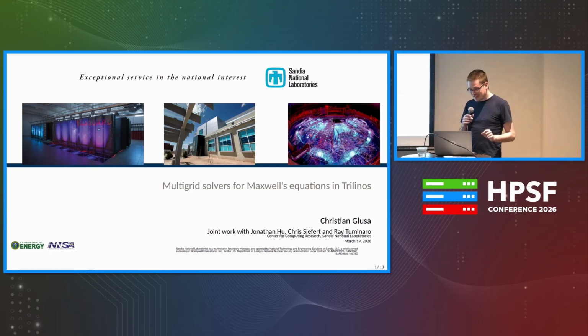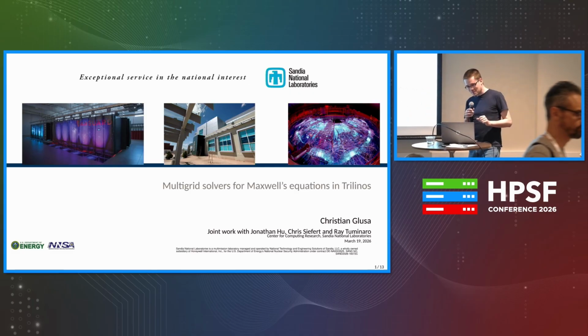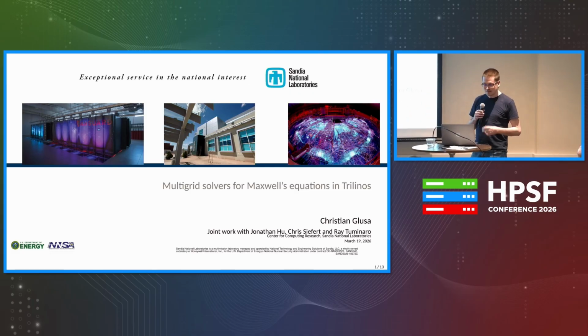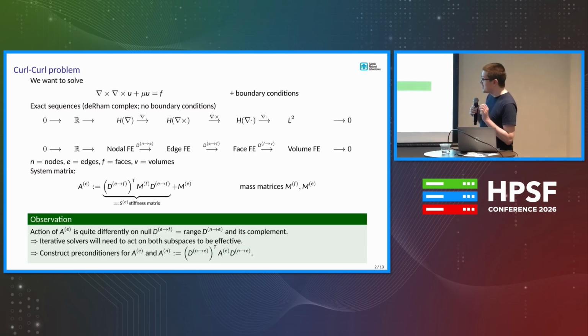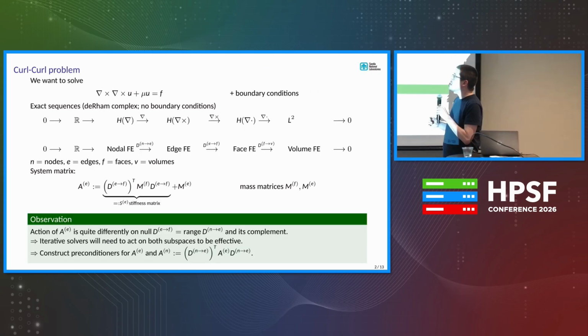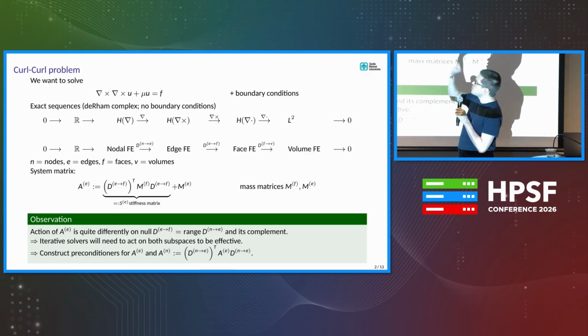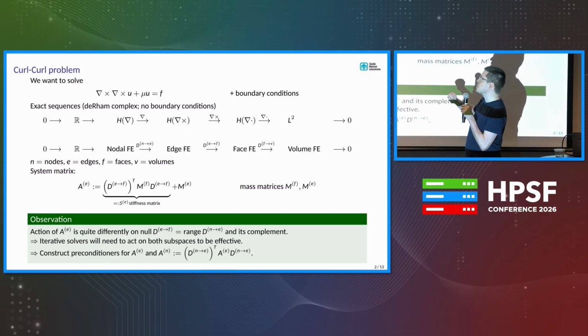These are my overview slides in place of actual documentation to give some introduction to the multigrid solvers that we have in Trilinos. So let's see, what are we actually trying to achieve here? Let's say we have this curl system at the top. This is what we want to solve.